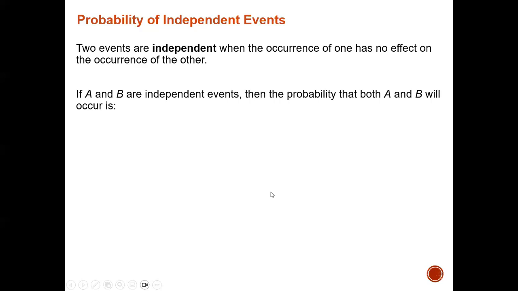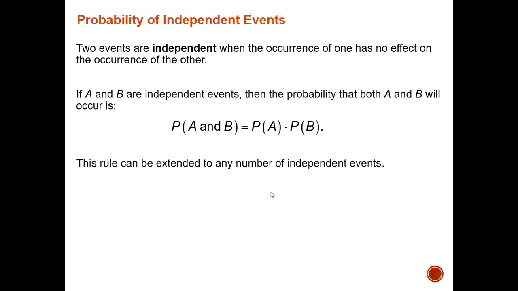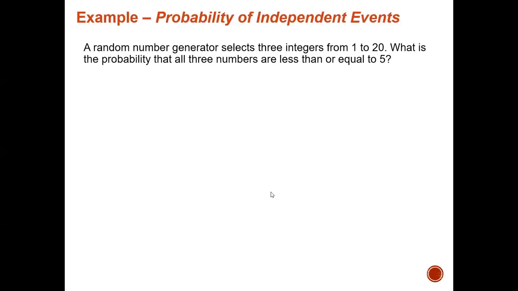Okay, a few more examples. 2 events are independent when the occurrence of one has no effect on the occurrence of the other. So if A and B are independent events, the probability that both A and B will occur is just multiplying the probabilities, right? So probability of A times probability of B. So we can extend this to any number of independent events. So let's do a couple of examples of this, okay?